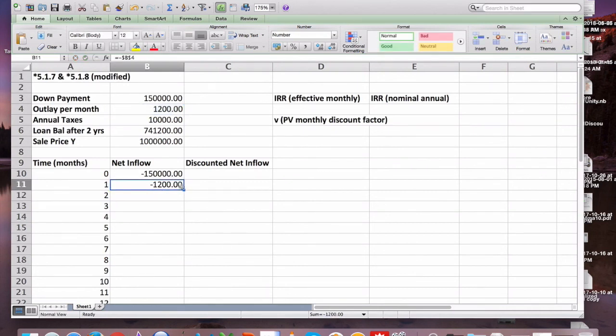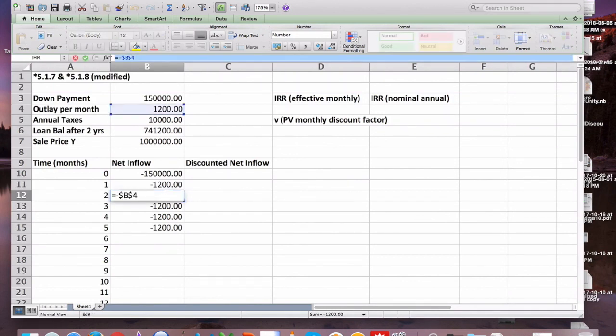Now as I copy and paste, as I click and drag, this gets copied and pasted correctly to all be negative 1200s, to all pull from the number in B4. Here you can see it's a negative B4 there. Here you can see it's a negative B4 there, etc.